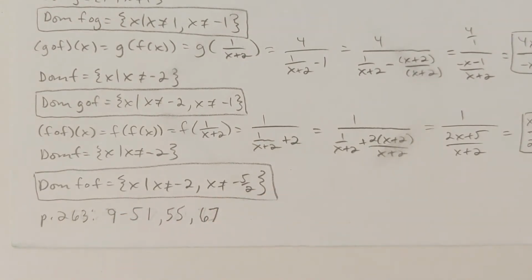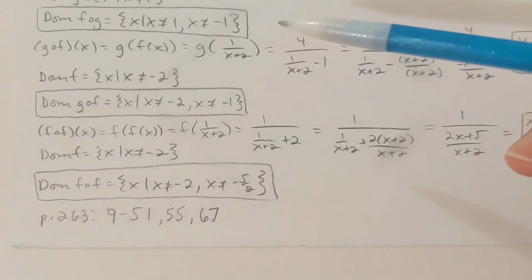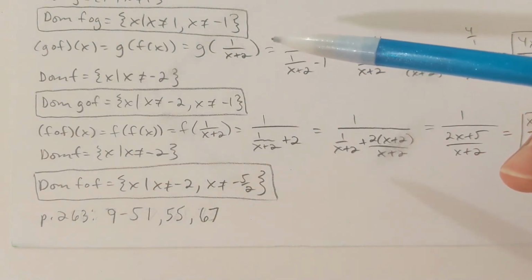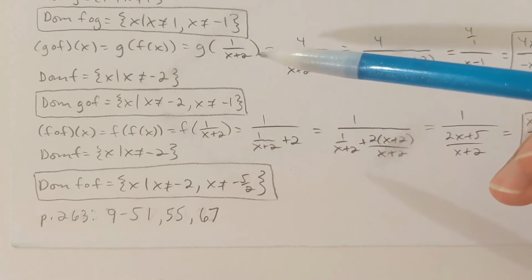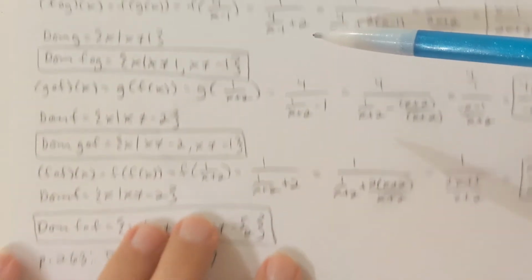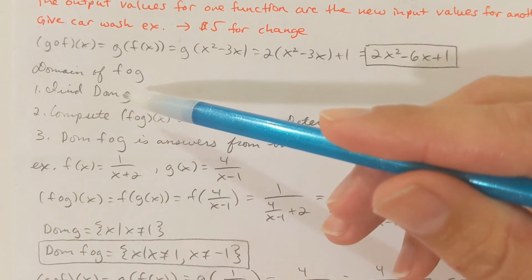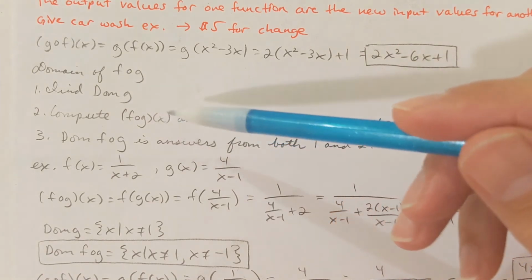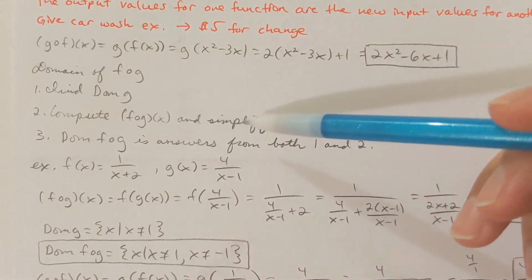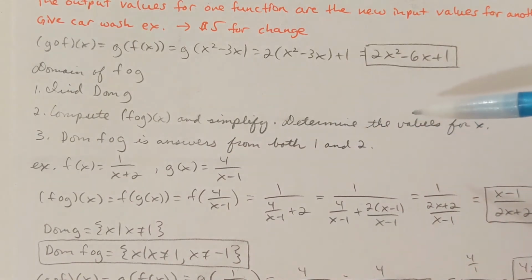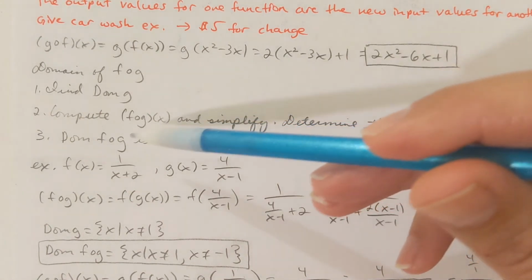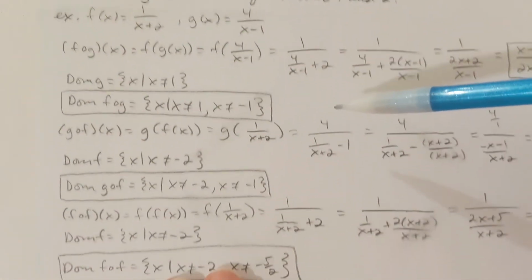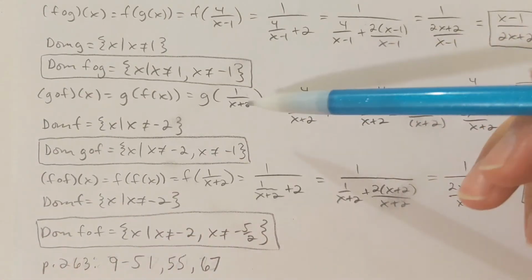Okay, g composed f of x is g of f of x. So in the case of the domain, I guess I've got to find the domain of f first, and then I compute g composed f and simplify, determine the values of x. The domain of g composed f will be the answers from 1 and 2. Okay, well, let me do that.